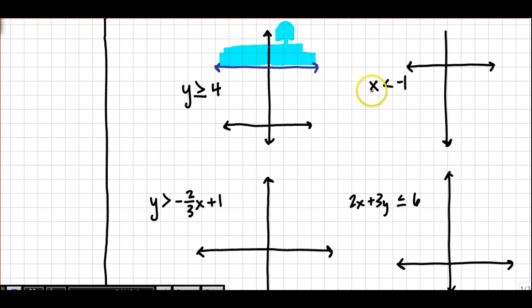Let's go to the right for x is less than -1. So I'm going to go to -1 on the x-axis and put a dot. I know I'm going to be doing a dotted or a dashed line at that point, and I know it's going to be vertical. X and then a number is always going to be a vertical line. Then, if I'm looking for x's that are smaller than -1, I know that those are indeed to the left. So I'm going to shade up to the line and then everything to the left of that.